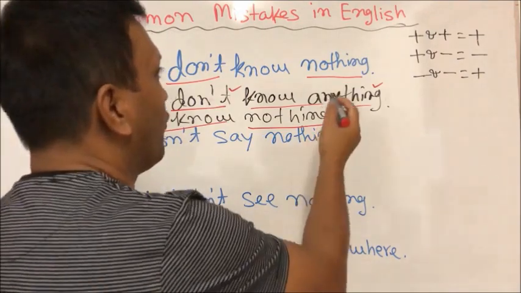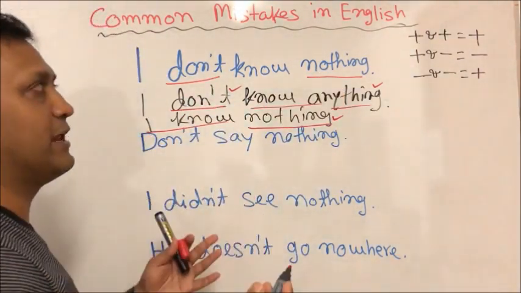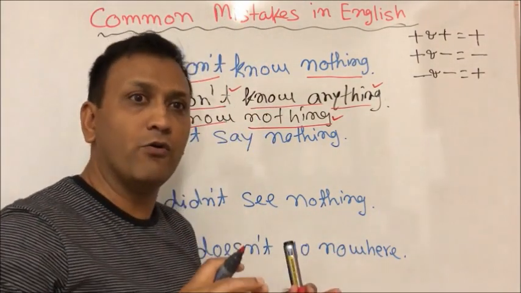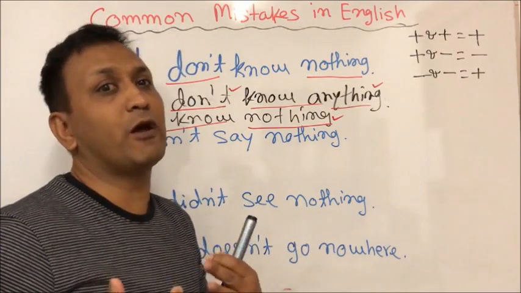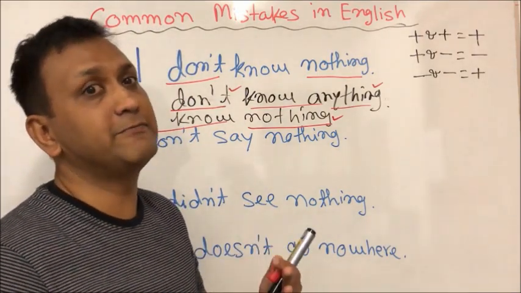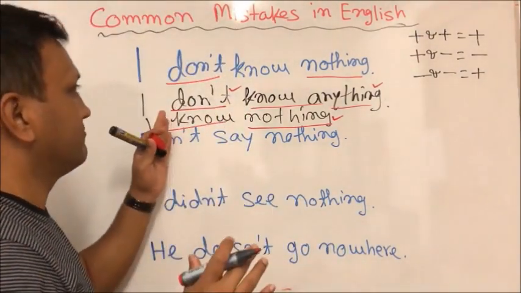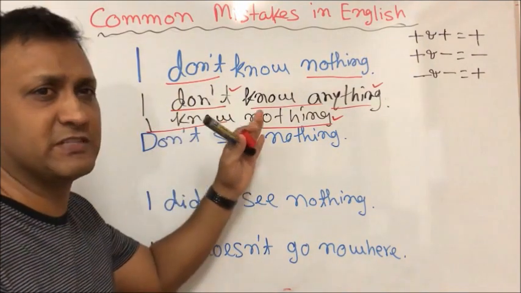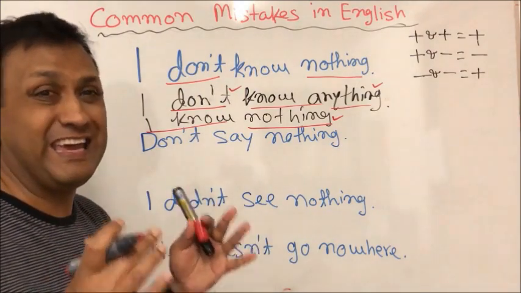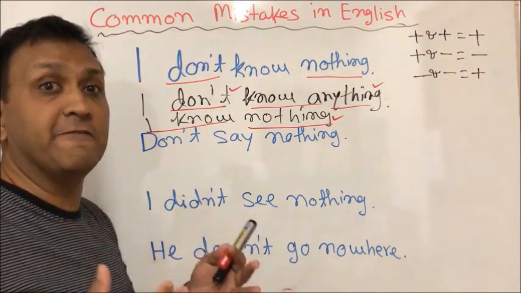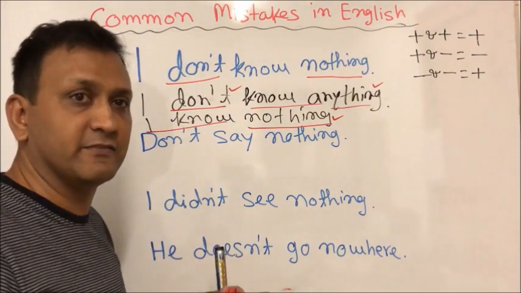At the same time, when we say two negatives, like don't and nothing, this will actually give you the meaning of I know everything. That means it becomes positive, even though many people are trying to express a negative meaning. So I hope you understand that it's a very, very common mistake made, unfortunately, by many English speakers in everyday life. The same mistakes they are making in some of the other sentences.